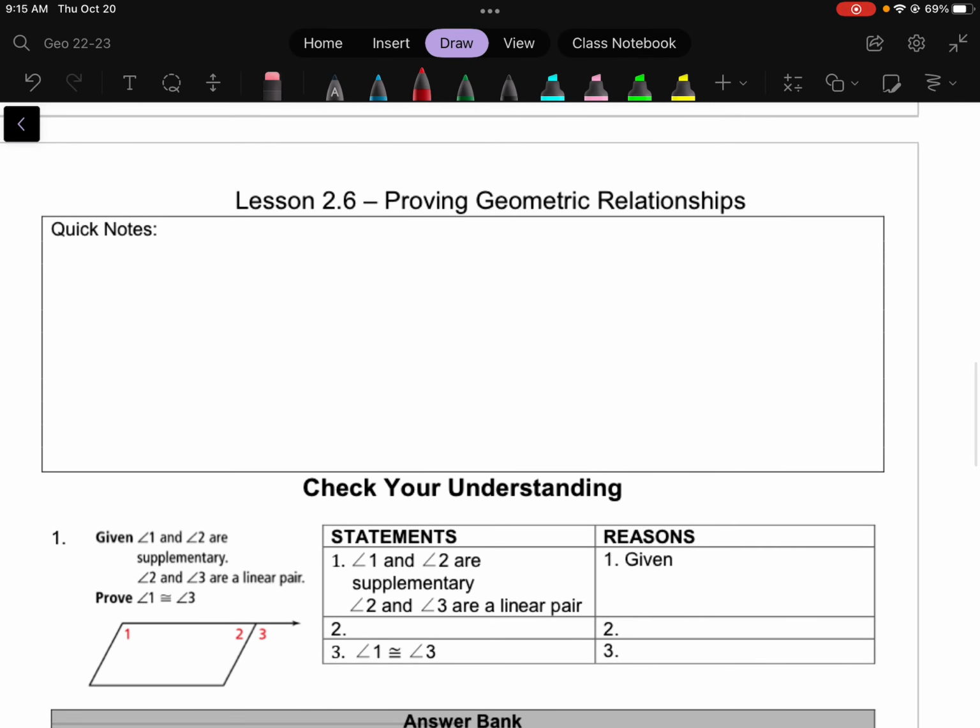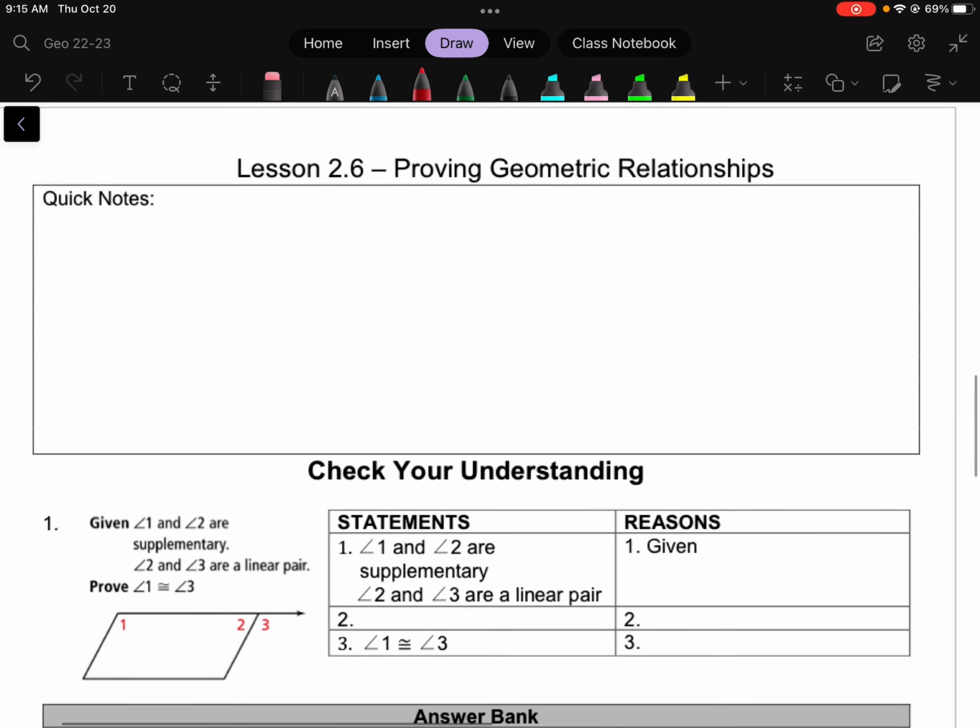So now let's organize all of those angle theorems and postulates in one spot, and that's going to be our quick notes. Let's start with the right angles congruence theorem. The big idea here is that all right angles have the same measure, so they're all congruent to each other. All right angles are congruent.